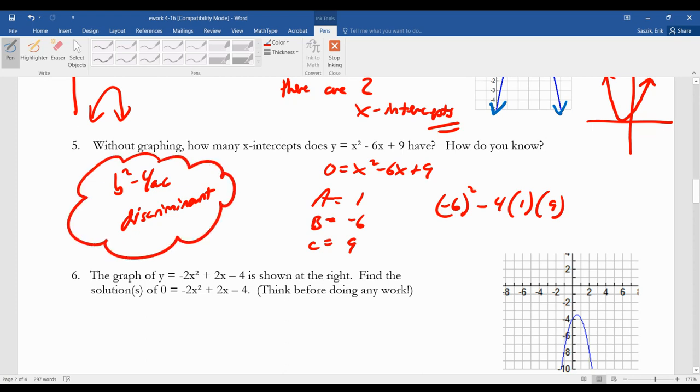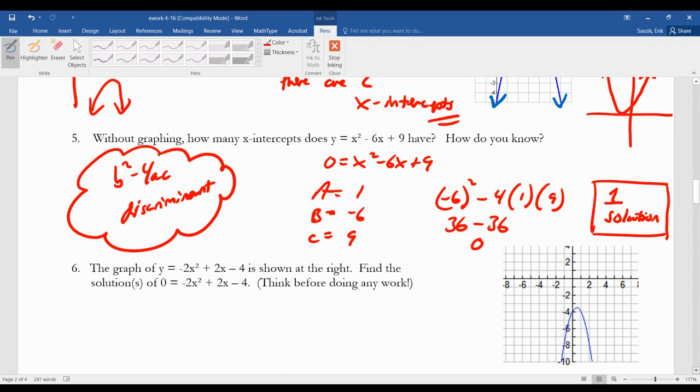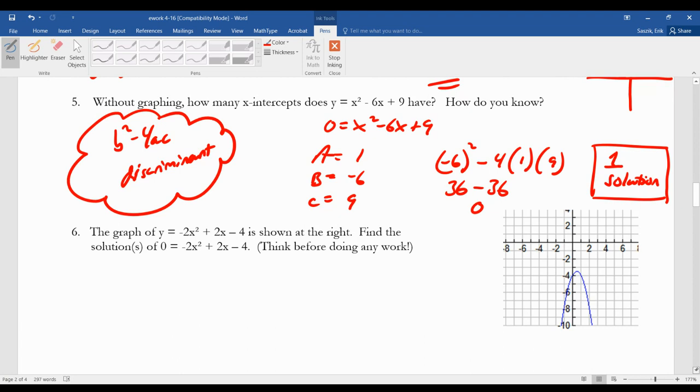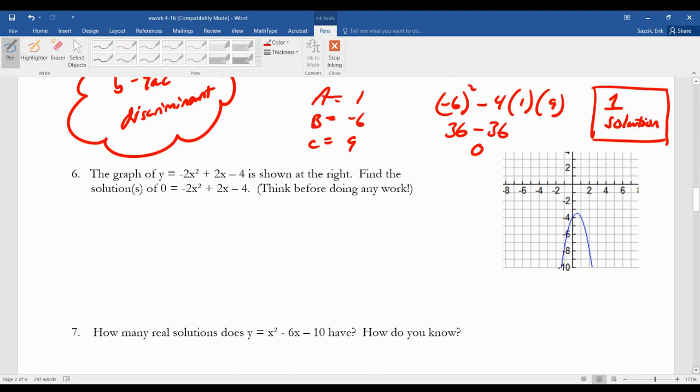Okay. Now what does that come out to? That comes out to 36 minus 36, which is 0. Well, a discriminant of 0, that means that there is one solution. Look at the chart on the top or in the examples on the previous page. Okay? Discriminant of 0 gives you one solution.